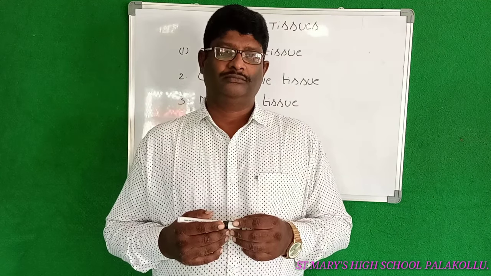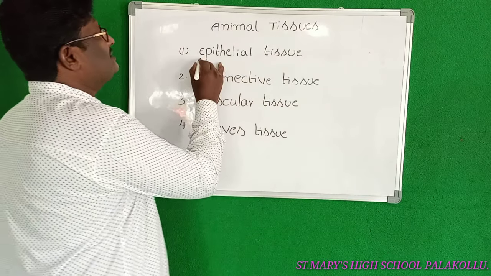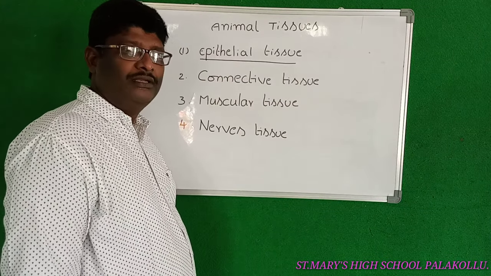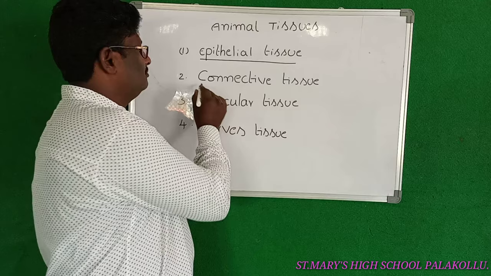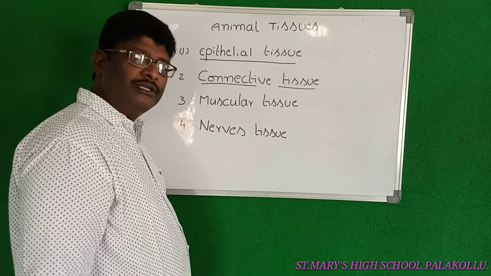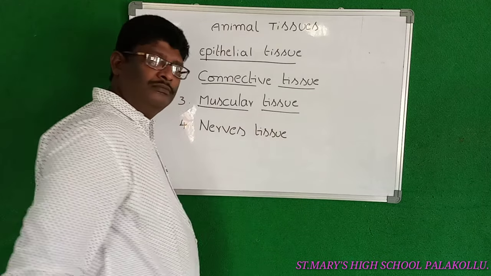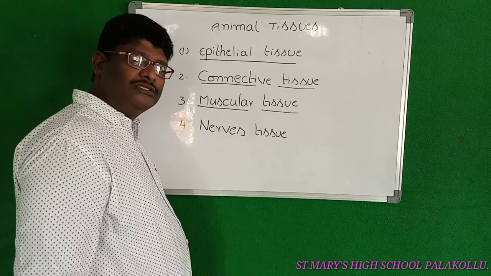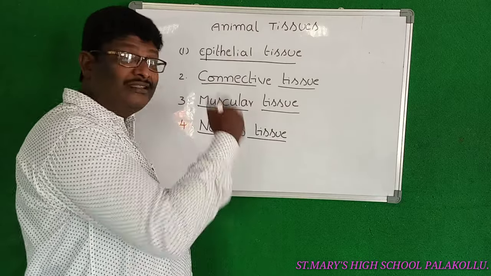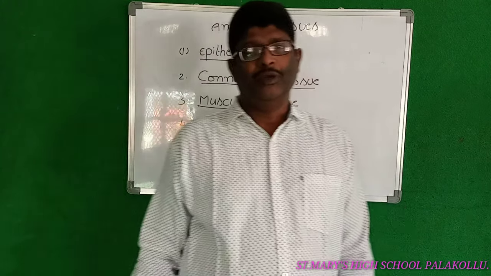What are they? First one, epithelial tissue. The second one, connective tissue. The third one, muscle tissue or muscular tissue. Fourth one, nerves tissue. These are the 4 types of animal tissues in the animal body.